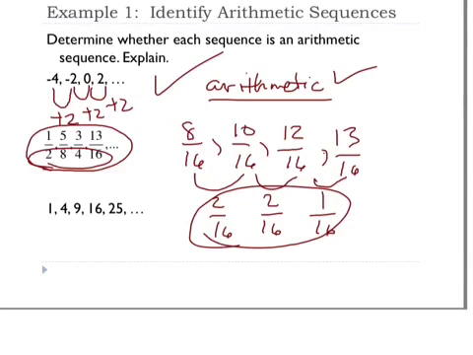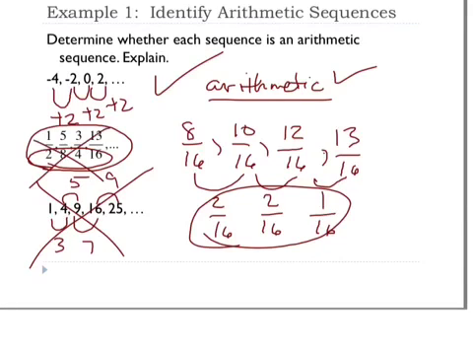And this last one is pretty easy because I think I talked about it before. 1 to 4 is a jump of 3, 4 to 9 is a jump of 5, 9 to 16 a jump of 7, 16 to 25 a jump of 9. This is not an arithmetic sequence either. So the only one that was an arithmetic sequence was that first one.